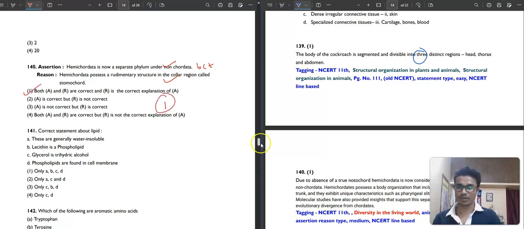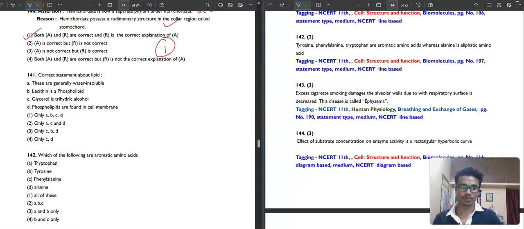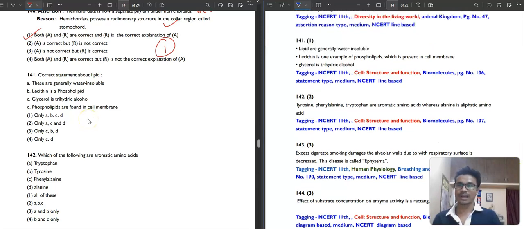Then question number 141. It is asking for the correct statement about lipids. Lipids are generally water insoluble, lecithin is a phospholipid, glycerol is a trihydric alcohol, phospholipids are found in cell membrane. So lipids are water insoluble, that is correct. Lecithin is an example of phospholipid which is present in cell membrane, correct. Glycerol is a trihydric alcohol, this is also correct. Phospholipids are found in cell membrane, this is also correct. So all the statements A, B, C, D are correct. So the first option is your correct answer.